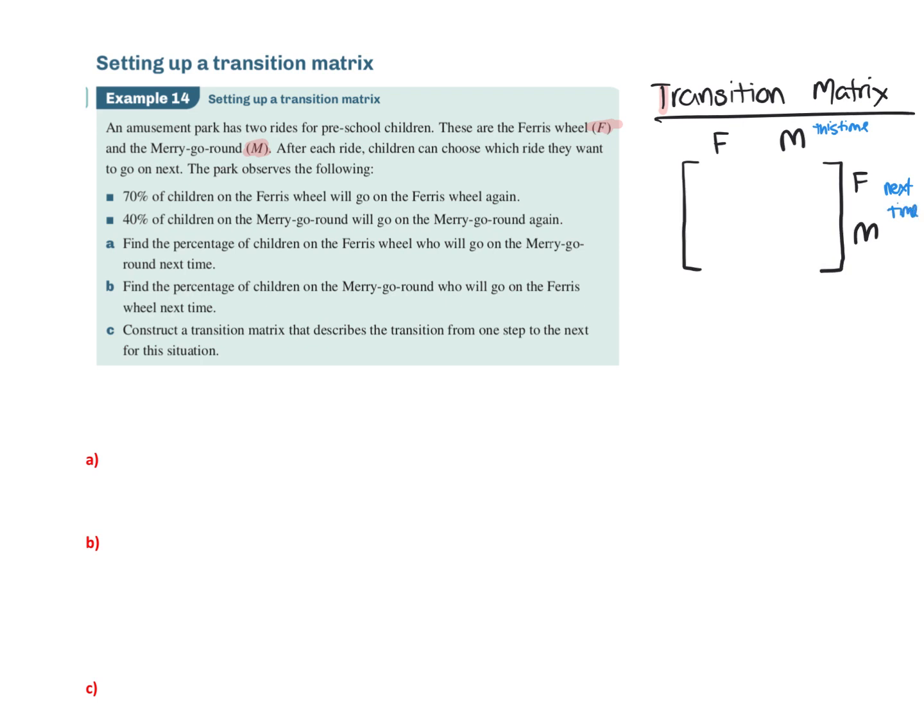Okay, so let's put in the information they gave us and see if we can fix up the rest of it. Up here it says 70% of the people who are on the Ferris wheel go to the Ferris wheel again. So what number will I put in this spot? F to F is 0.7. Excellent, 0.7. Why am I changing it to 0.7? Because we change the percentage, 70%, to a decimal. Good. So then the next one is the merry-go-round to the merry-go-round, which is actually this one. See? M to M.